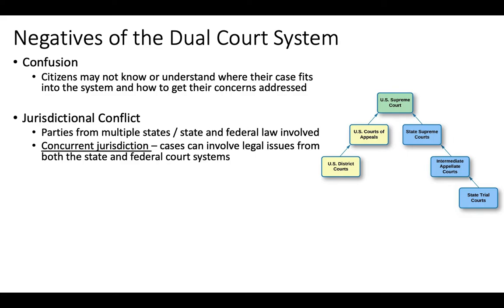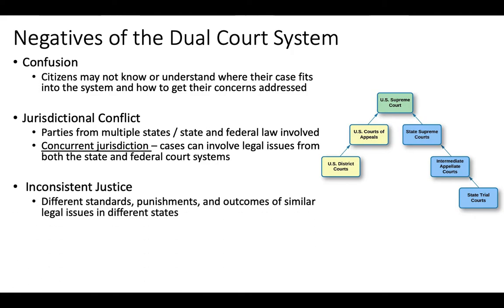There are other instances where we have what is known as concurrent jurisdiction, where cases can involve legal issues from both the state and federal court system, and we have to ultimately choose how the case will start and which system will be responsible for resolving the issues. This will be looked at in more detail as we look at the different types of jurisdiction and the different types of cases later on this week.